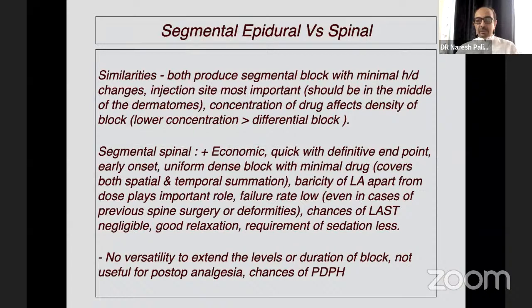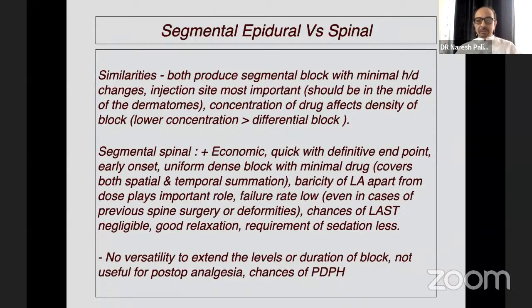You can always change the direction of flow using different baricity drugs in segmental spinals. And the failure rate is comparatively low, especially in cases of previous spine surgery. And if there are some spine deformities, then the chances of failure are a little less with segmental spinal as compared to segmental epidurals. And obviously, as the dose required is very less, the chances of LAST are minimal with segmental spinals. There's also good relaxation, and the requirement of sedation obviously is less as compared to segmental epidurals.